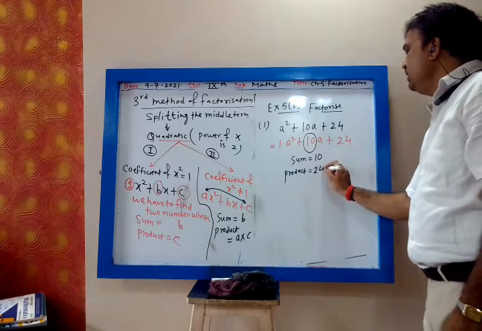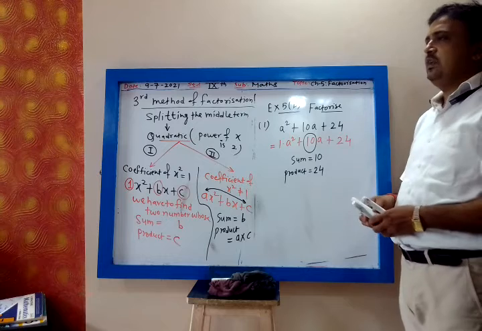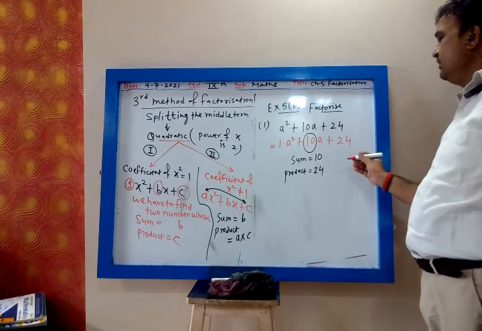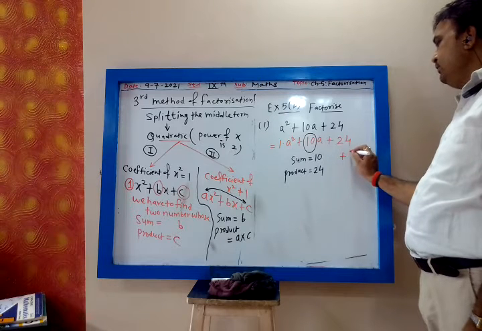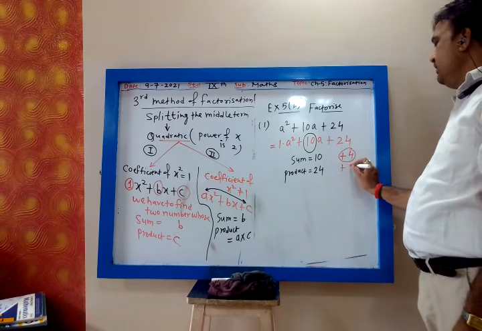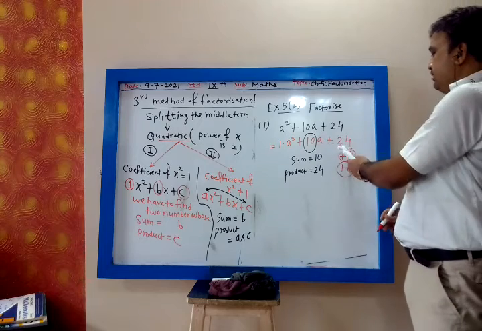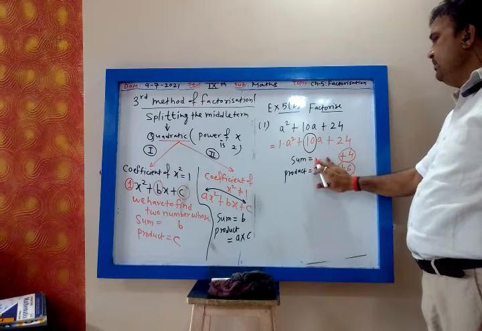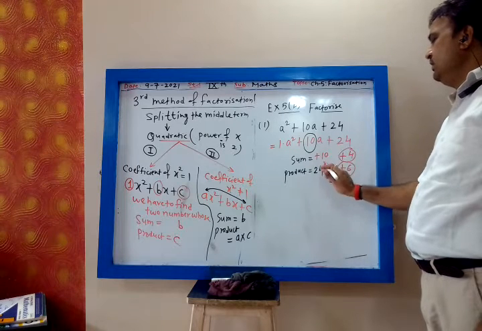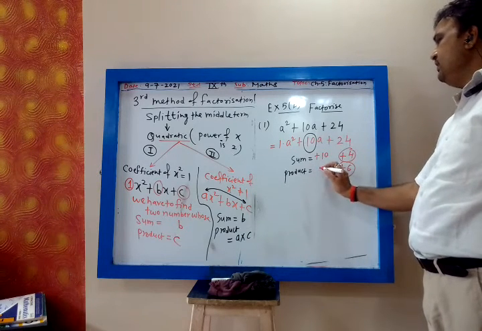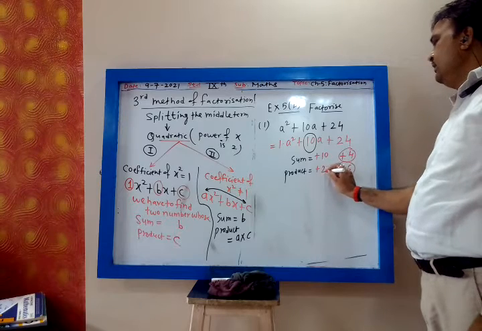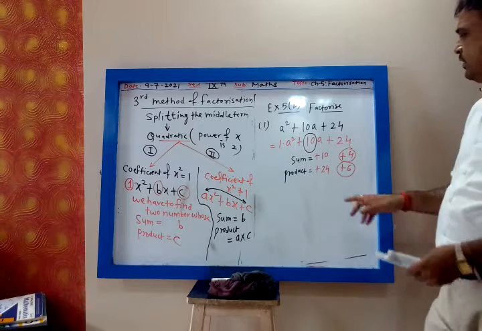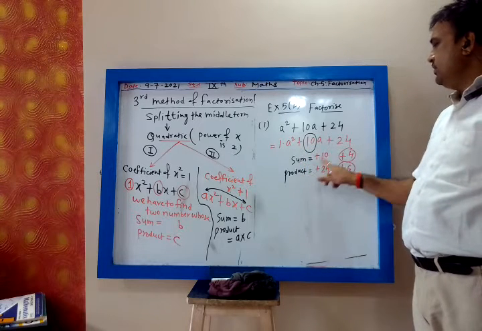So you tell me which are the two numbers whose sum is 10 and multiplication is 24. So plus 4 and plus 6. When you add plus 4 and plus 6, you will get plus 10. We take the sign also. We take sum as plus 10, product as plus 24.